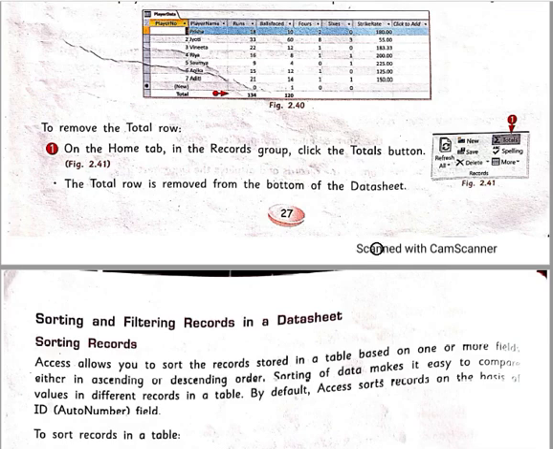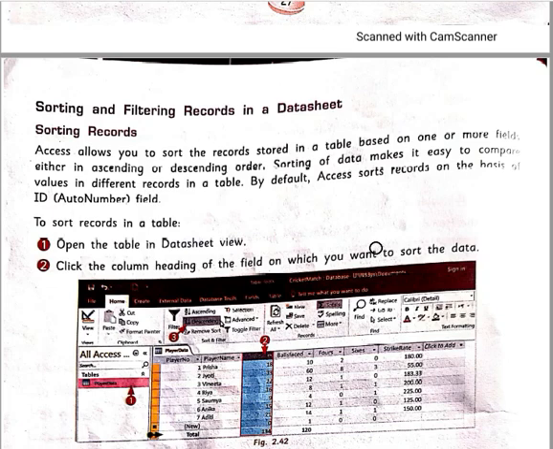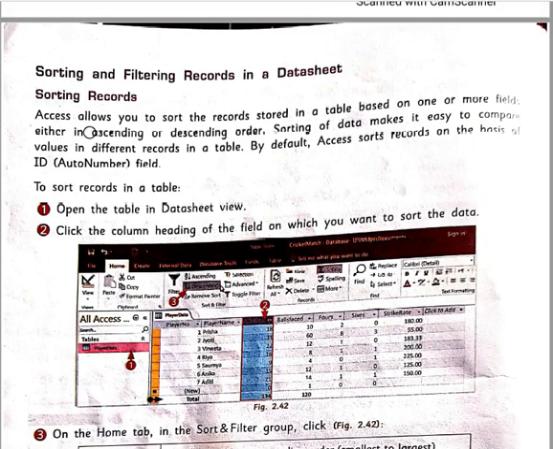next we have sorting and filtering records in a datasheet. How we can sort, meaning ordering. Okay, alphabetical order or like that. So first we need to know how to sort it. So Access allows us to sort the records stored in a table based on one or more fields, either in ascending order or in descending order. So we can sort the data either in ascending order or in descending order.